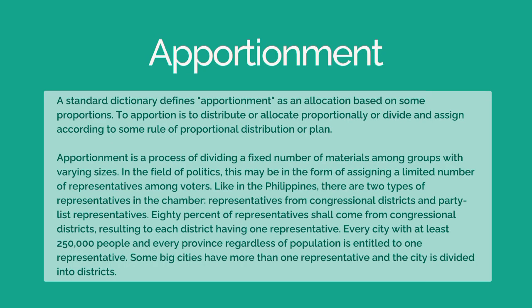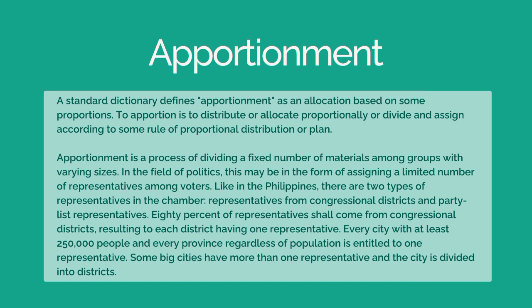And now, let's proceed to apportionment. What is apportionment? So, a standard dictionary defines apportionment as an allocation based on some proportion. So, ano nga ba yun? Ito yung pag-allocate based sa mga parte. So, to apportion is to distribute or allocate proportionally or divide and assign according to some rule of proportional distribution or plan. So, gaya nga ng sabi ko kanina, ito yung pag-allocate ng mga parts. I-distribute or i-assign or i-divide by parts.